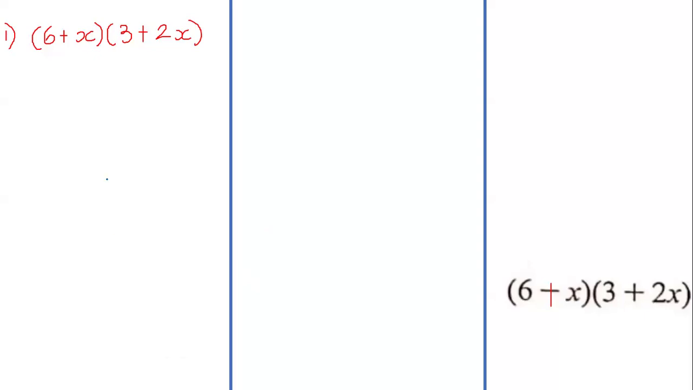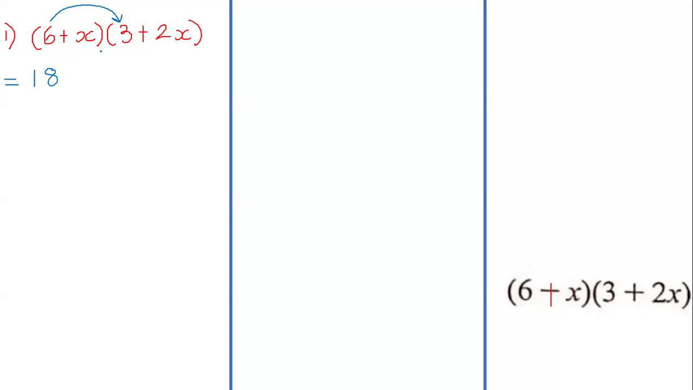Since I taught you before, the first thing we're gonna do is multiply 6 times what? 6 times 3. Oh yeah, I remember this. We're gonna take 6 and multiply it by every term in this expression. So 6 times 3 is equal to what? 18. So we're gonna take 6 and multiply it by every term in this expression.